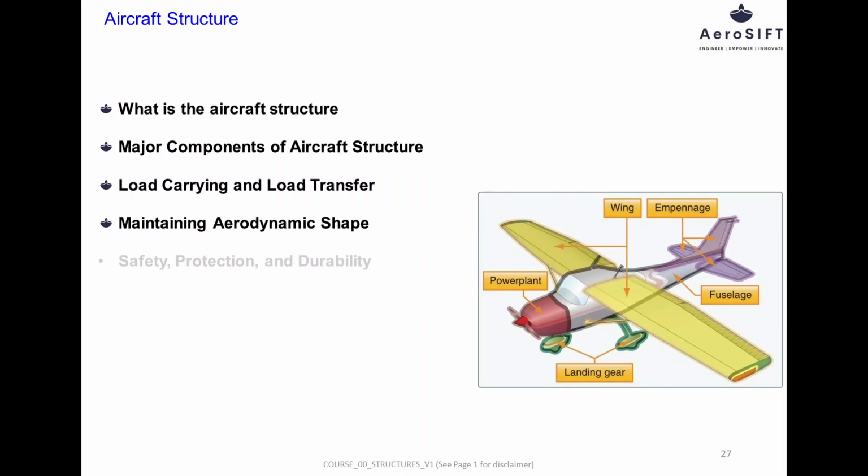The aircraft structure must maintain the aerodynamic shape of the aircraft under all operating conditions. Structural deformation can negatively affect lift, drag, stability, and control. Therefore, sufficient stiffness is built into the structure to ensure the aircraft retains its intended shape during flight and ground operations.